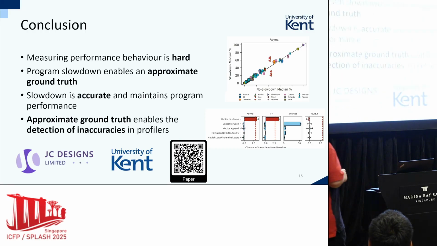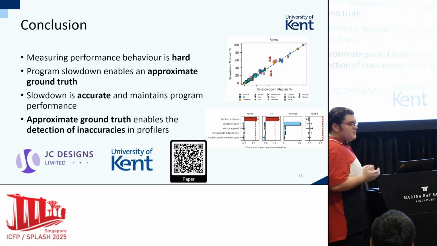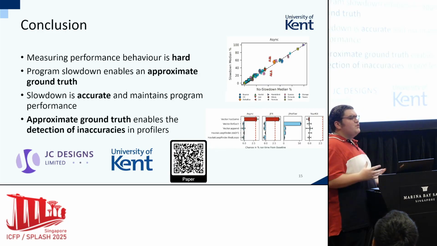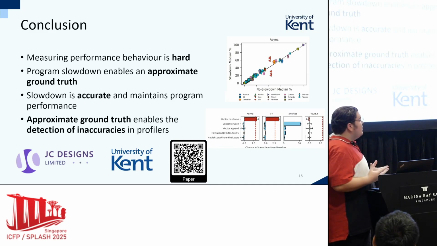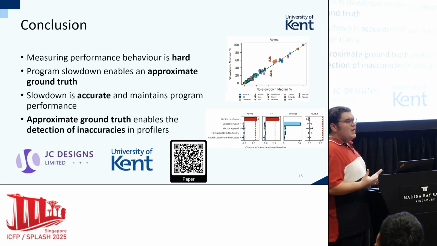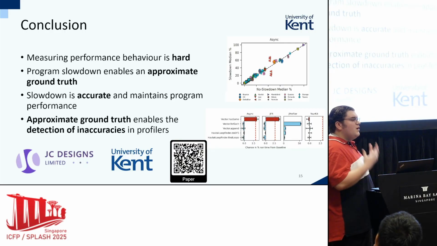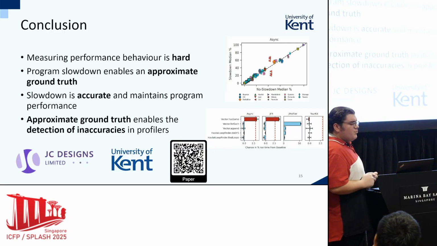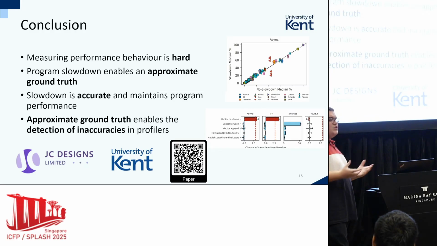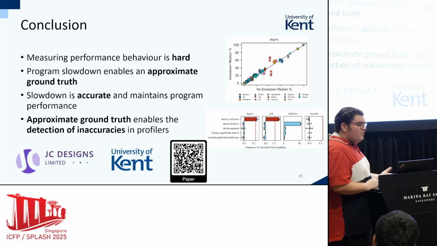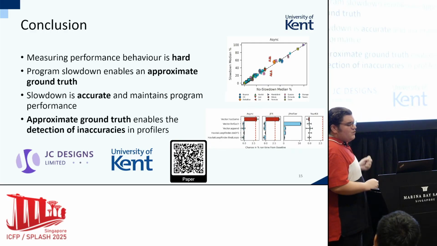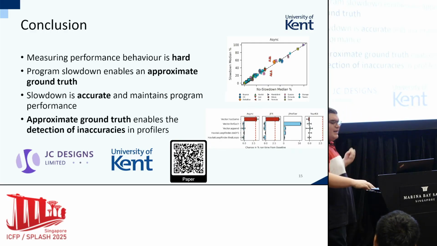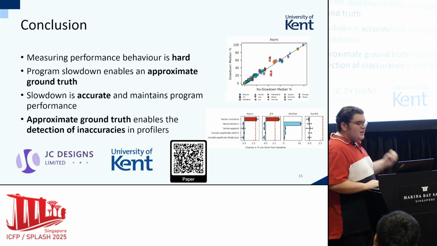So to conclude, measuring performance behavior is hard. You have to contend with the observer effect and non-determinism. Program slowdown enables us to approximate the ground truth. It gives us something measurable that we can look for in a profiler. Our approach to slowdown is accurate, and it maintains the program's performance behavior. And approximating the ground truth enables us to detect inaccuracies in profilers.